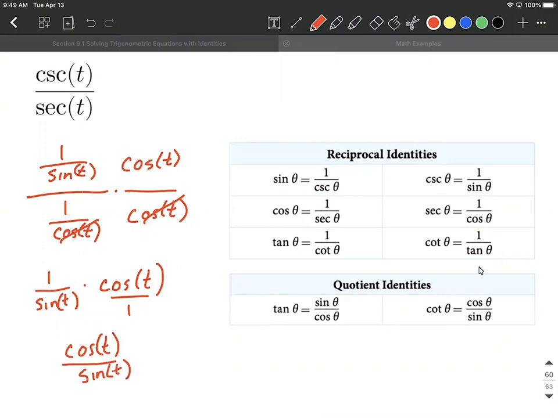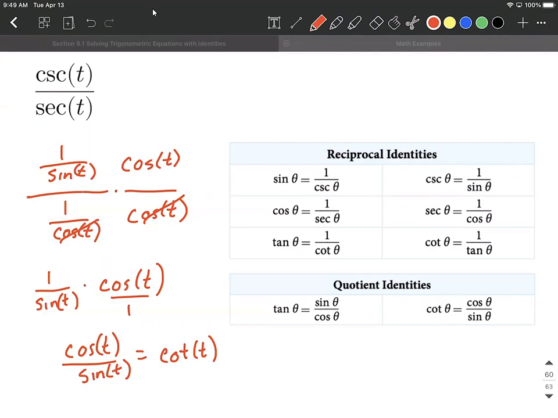And as you can see from our quotient identities, we have cosine divided by sine is equivalent to cotangent. So we're going to replace this with cotangent of t. And there we have it. We've reduced this down to a single trigonometric function.